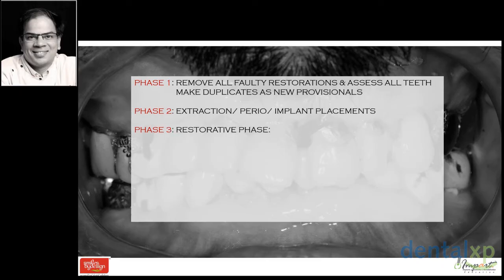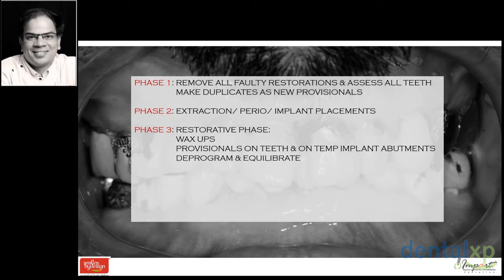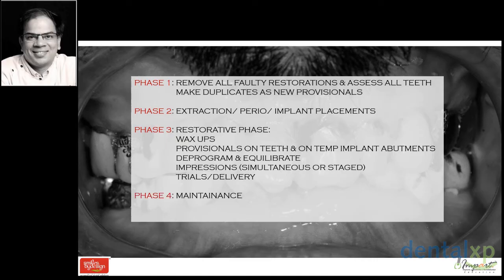And then comes phase 3, in which you will actually start with the restorative phase, where you will do the wax ups at the desired vertical dimension, make provisionals on teeth or temporaries on implants, deprogram and equilibrate at that point. So deprogramming and equilibration does not have to be in phase 1 when you need surgical treatment to be done. You will then go ahead with impressions and do your trials, deliveries, and then maintain the occlusion that you have given to the patient over a period of time.